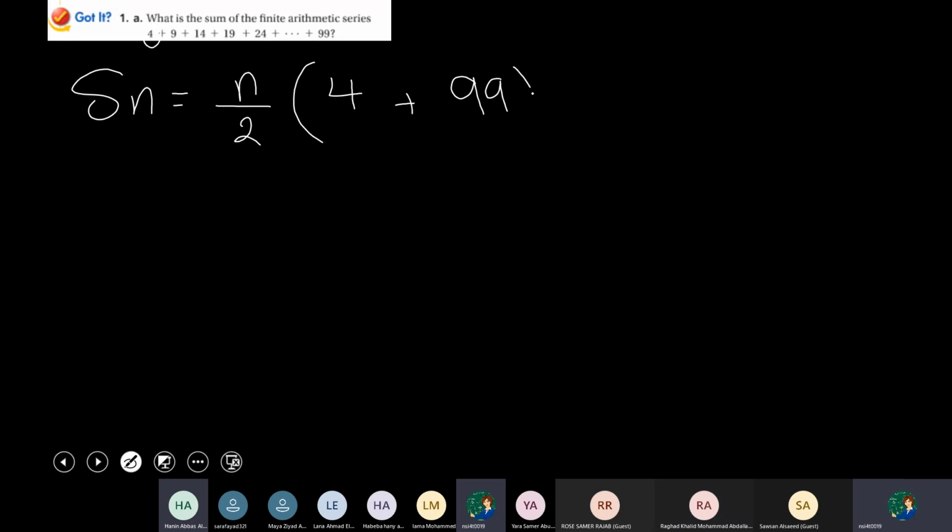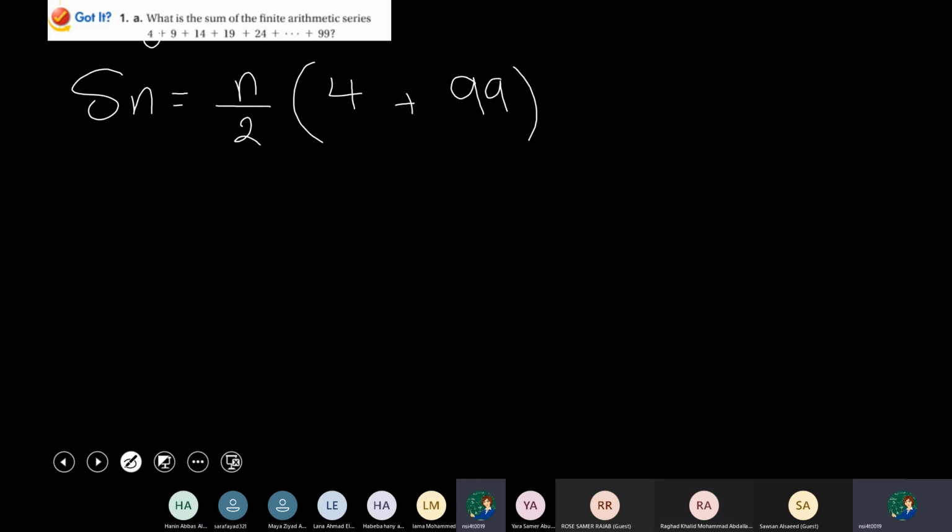Now let's see this one here. What is the summation of the finite arithmetic series 4 plus 9 plus 14 plus 19 plus 24 until 99? I want here now to find the summation. The summation is n over 2 times the first term plus the last term. Do I have the first term? Yes, it is 4. Do I have the last term? Yes, it is 99.